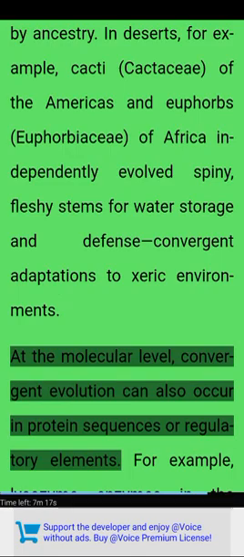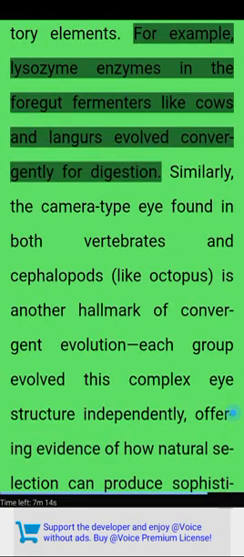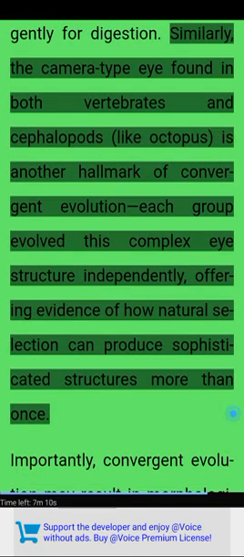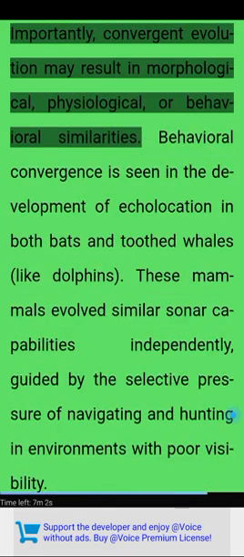At the molecular level, convergent evolution can also occur in protein sequences or regulatory elements. For example, lysozyme enzymes in foregut fermenters like cows and langurs evolved convergently for digestion. Similarly, the camera-type eye found in both vertebrates and cephalopods like octopus is another hallmark of convergent evolution. Each group evolved this complex eye structure independently, offering evidence of how natural selection can produce sophisticated structures more than once. Importantly, convergent evolution may result in morphological, physiological, or behavioral similarities.